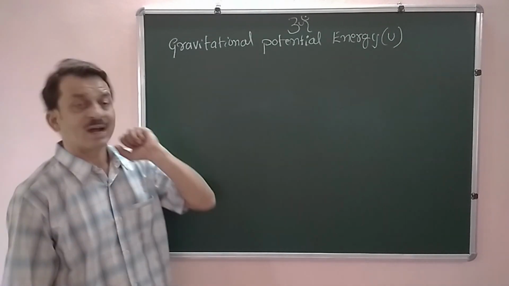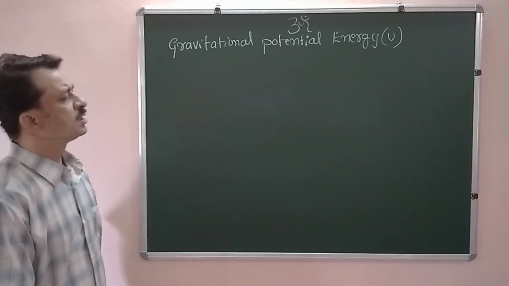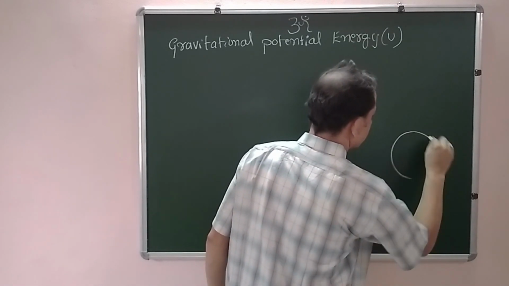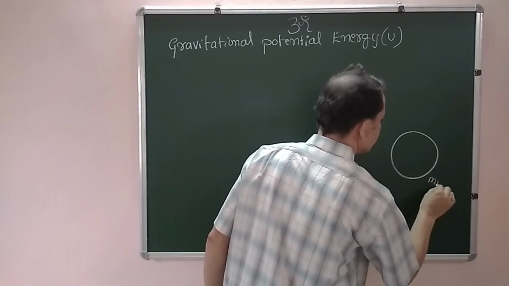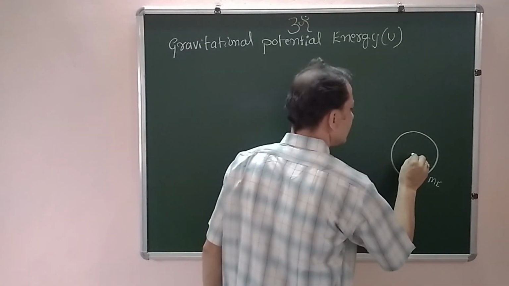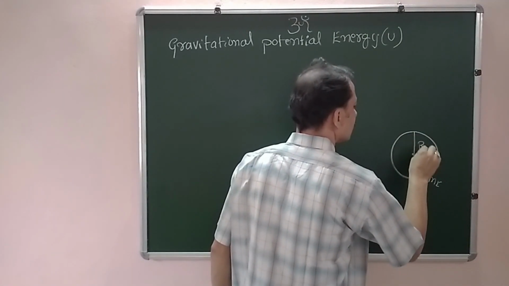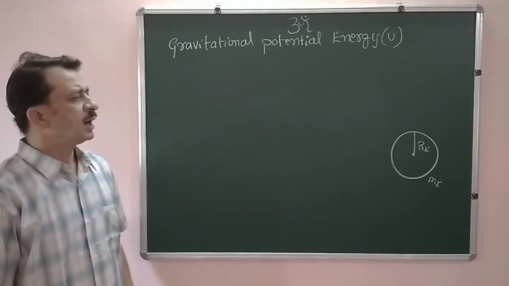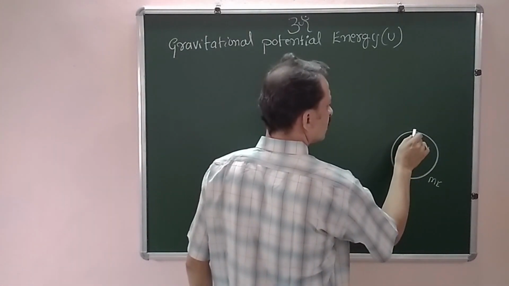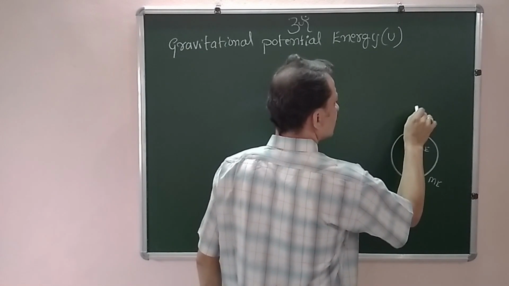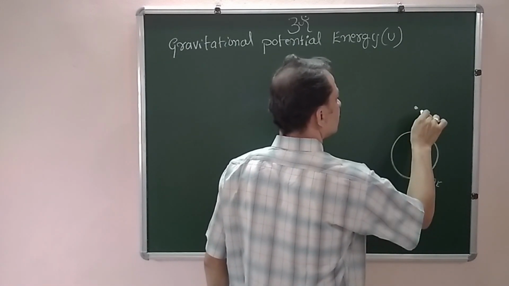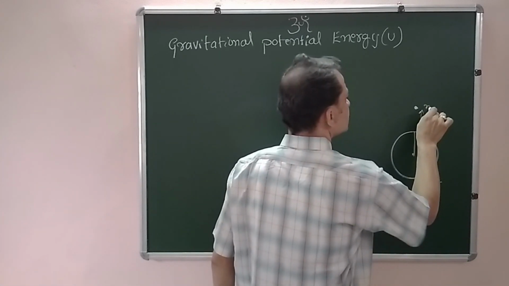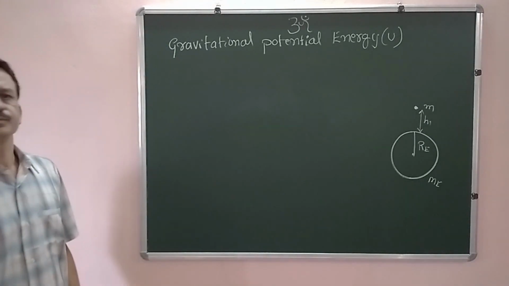Now here we are going to study gravitational potential energy. For that, we will consider the earth. We have an earth of mass Me and radius Re. Now I am having a point object. It is at a certain height h1. The point object has a mass m.